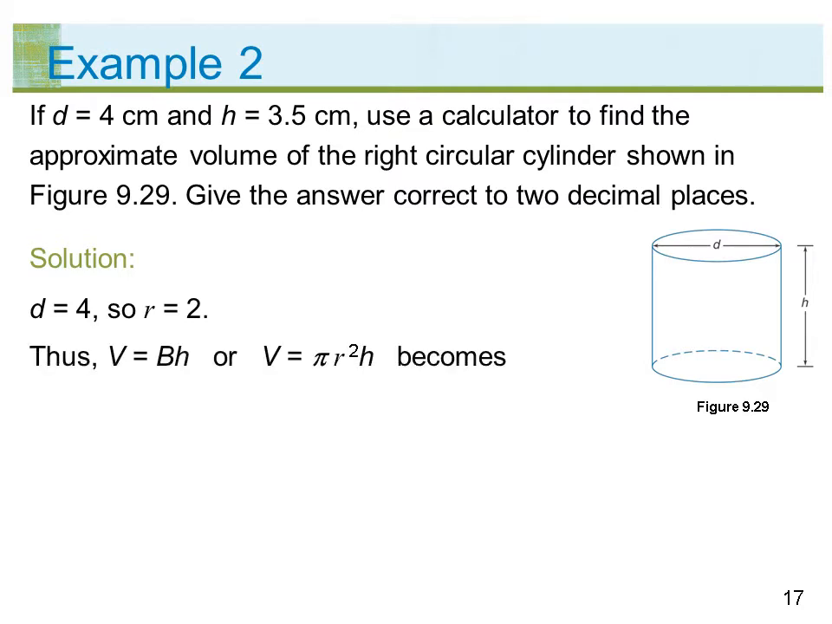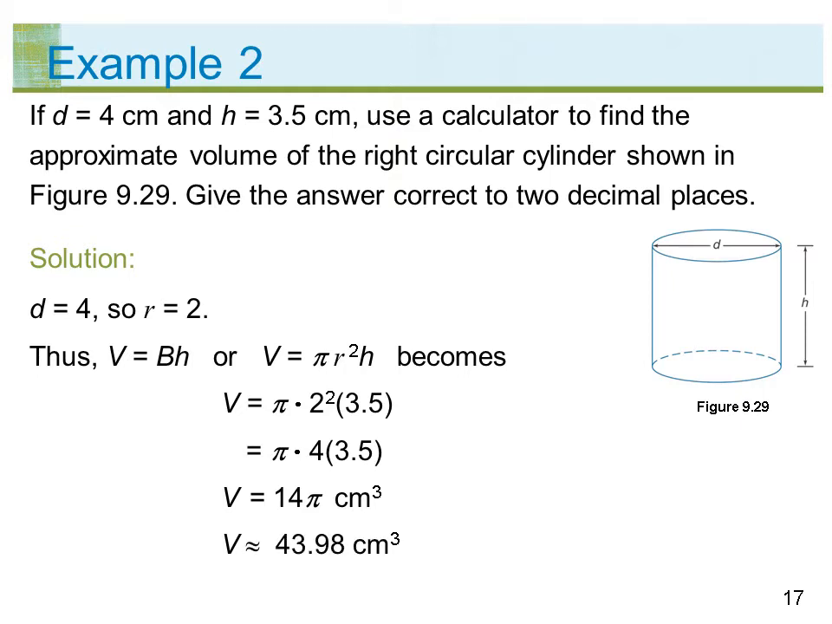Thus, V = Bh, or V = πr²h, becomes V = π times 2 squared times 3.5. This equals π times 4 times 3.5. Volume equals 14π centimeters cubed. Volume is approximately equal to 43.98 centimeters cubed.